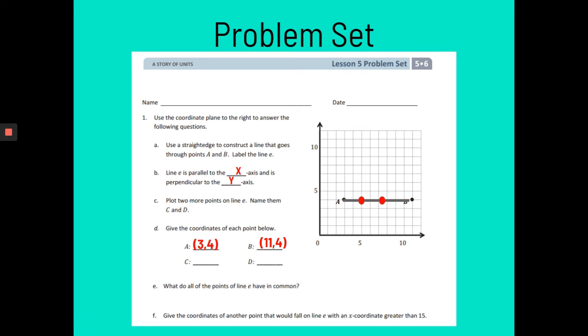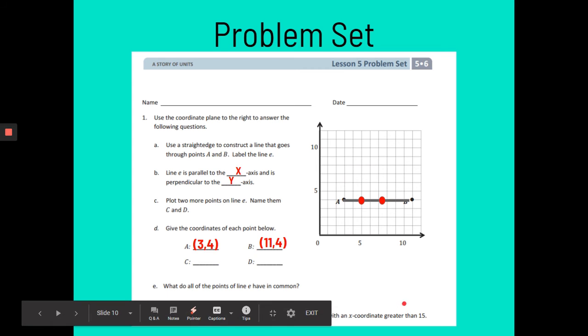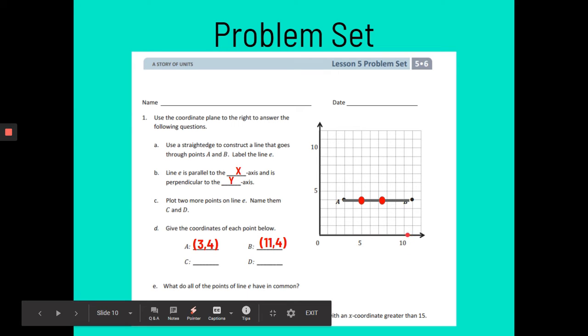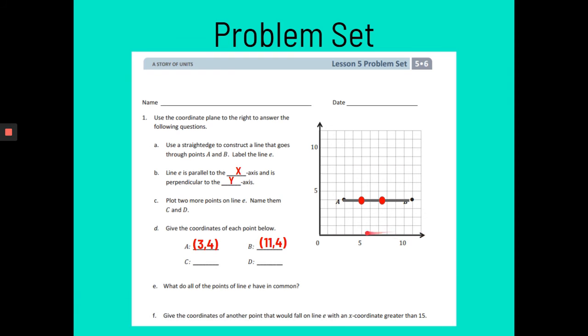So F says give the coordinates of another point that would fall on line E with an x-coordinate greater than 15. So if we extended this x-axis to like 16, or extended it to 20, what could be a point? What could still be a point? If we extended this line, and these lines are parallel, that means we would extend this line as well.